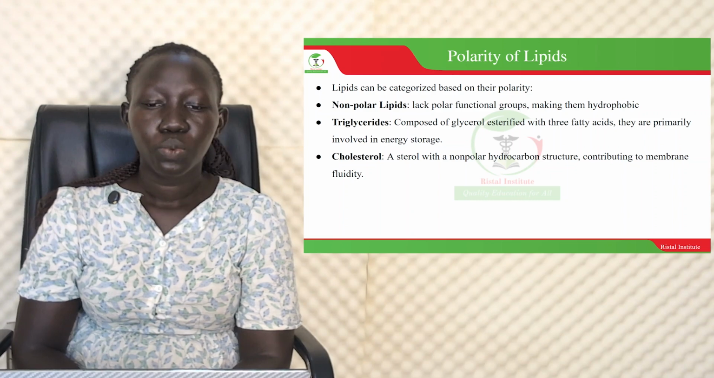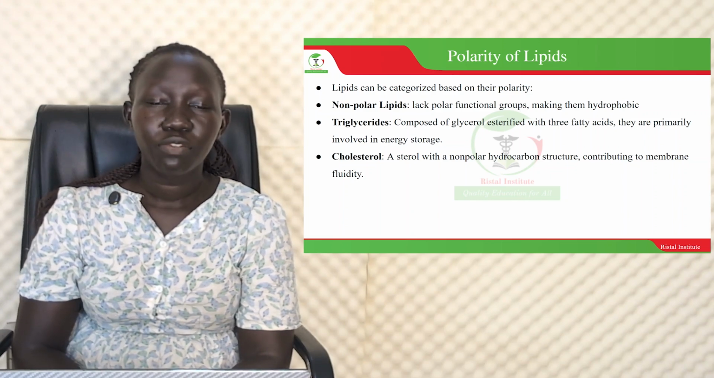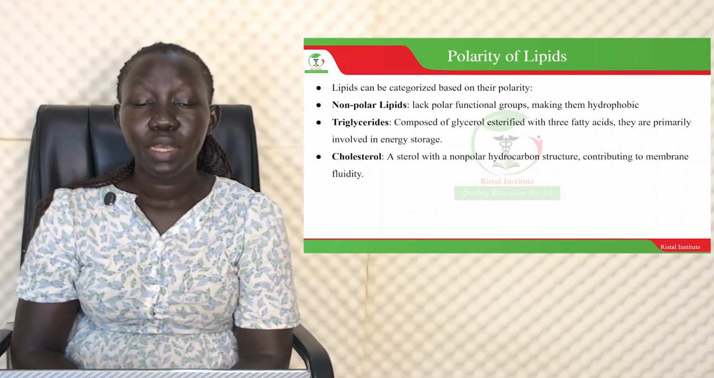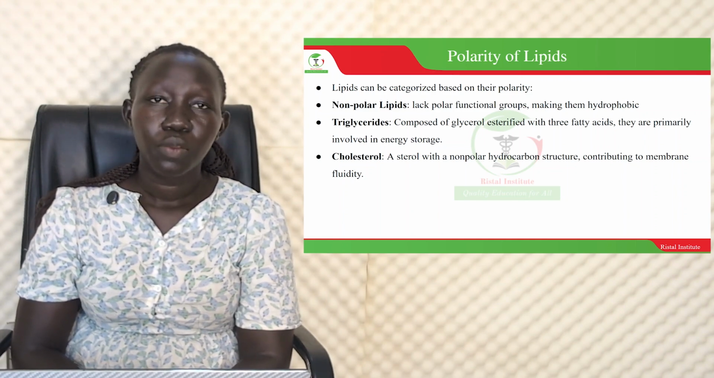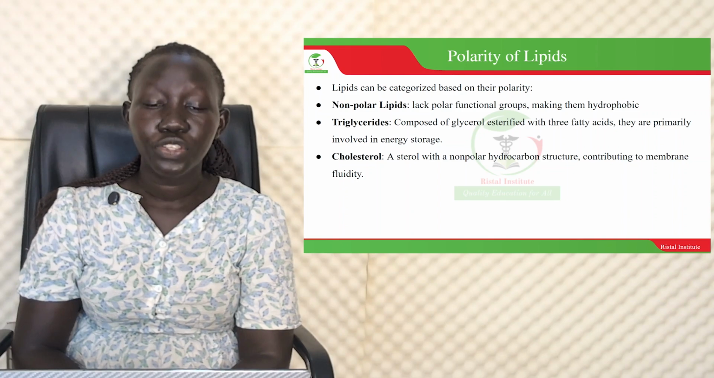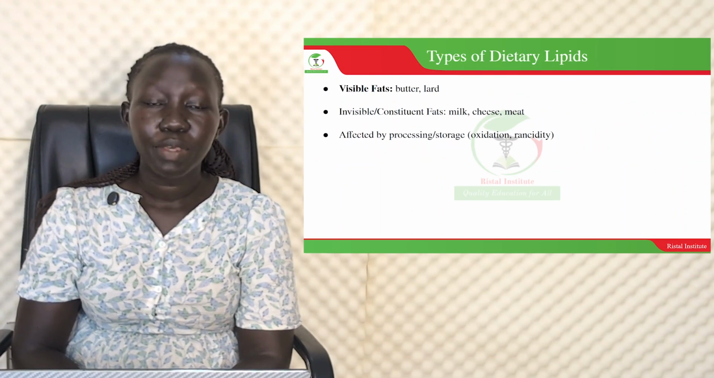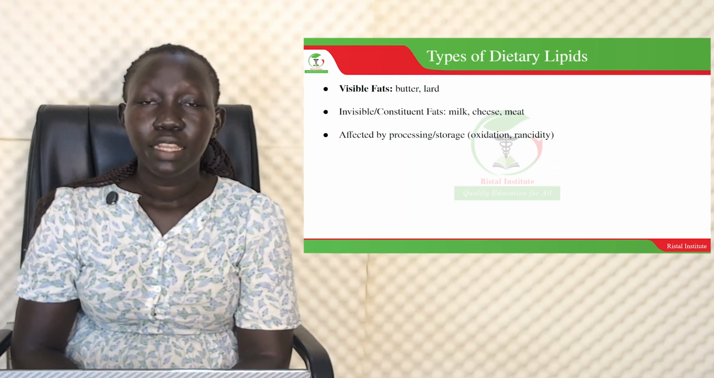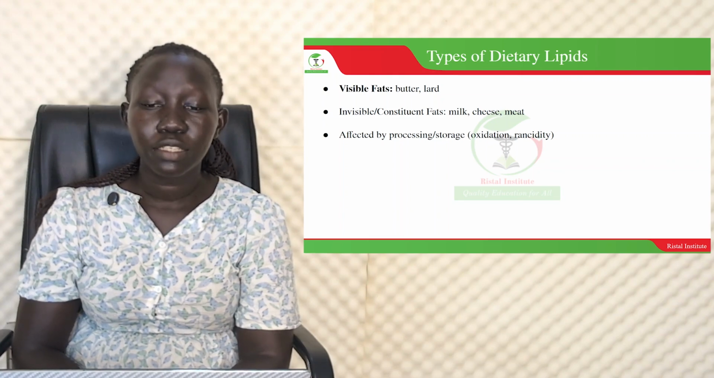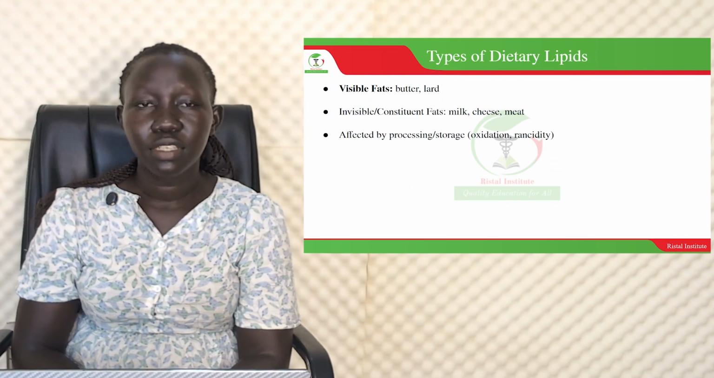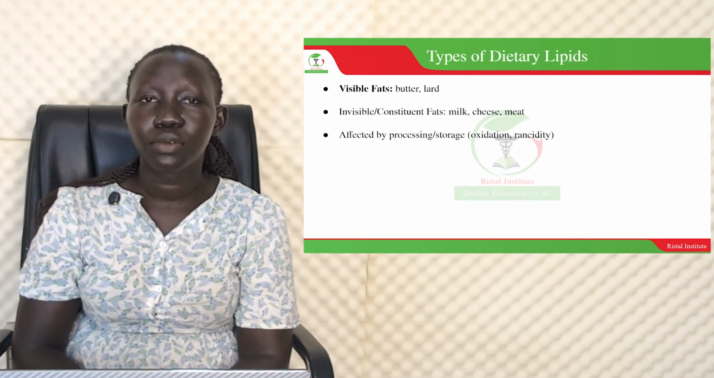Dietary lipids. We have various types of dietary lipids, and among them we have the visible fats that include butter and lard, and then we have the invisible or constituent fats. Under this we have milk, cheese, and meat. These dietary lipids can be affected by processing or storage, and there are key reactions that are important when it comes to dietary lipids, that is oxidation and rancidity, which we shall look at later on.